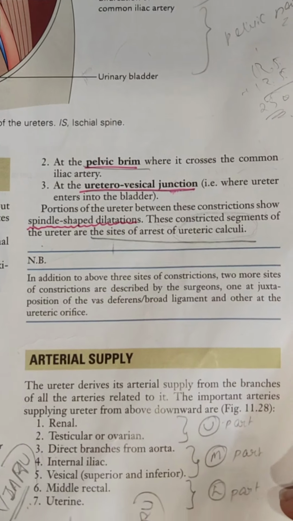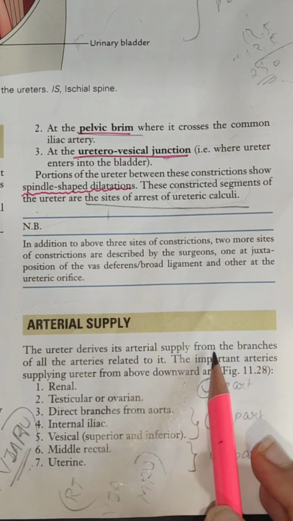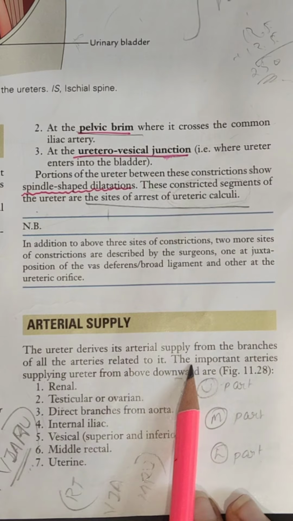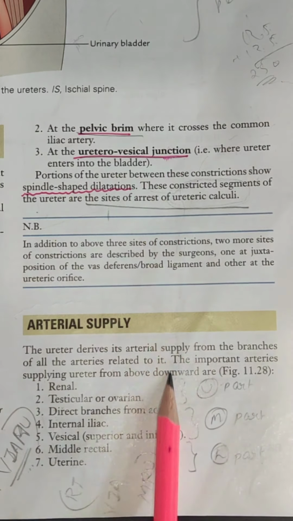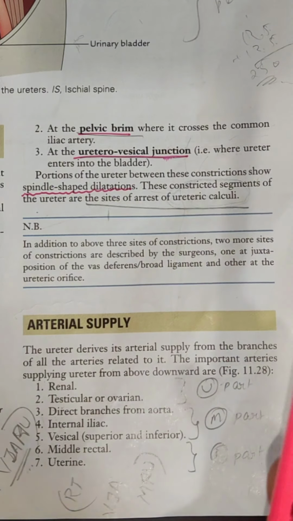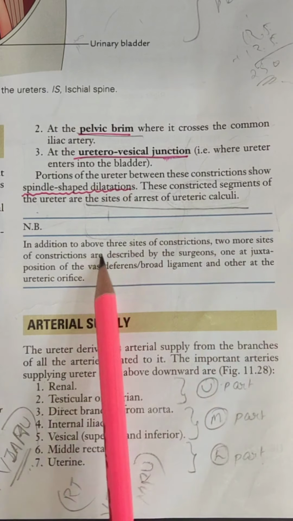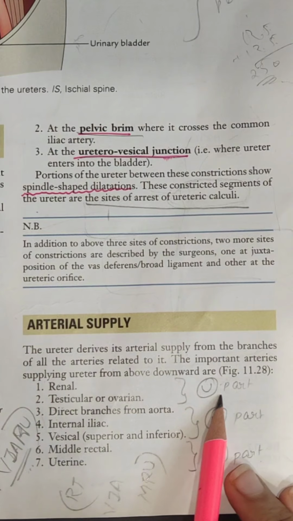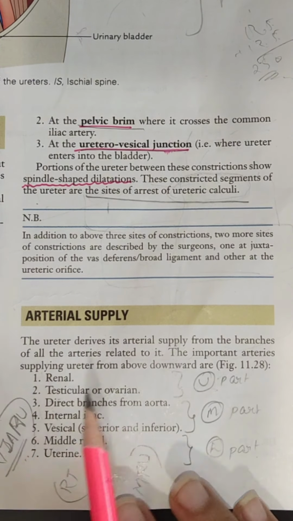Further moving on to the arterial supply, the ureter derives its arterial supply from the branches of all the arteries related to it. So there are some important arteries. So if this is the renal artery, the ureter is mainly supplied in 3 parts. Consider it as upper part of the ureter supply, middle part of ureter supply and lower part of ureter supply. First, the upper part is mainly supplied by the renal as well as gonadal artery.